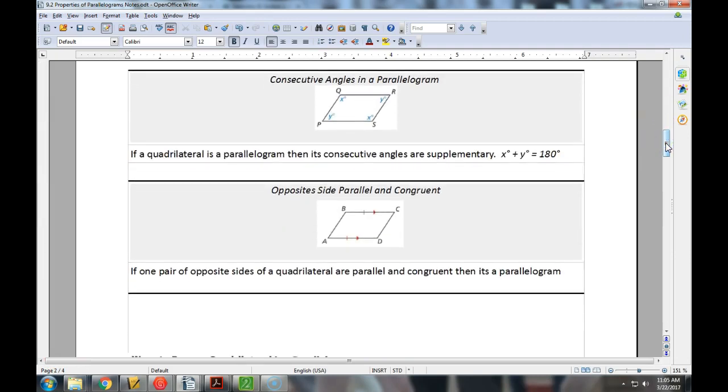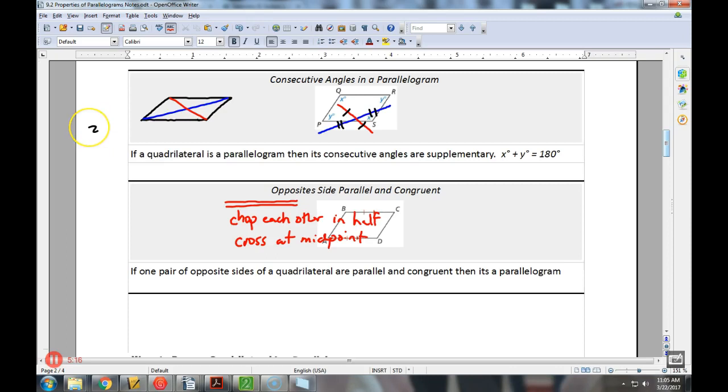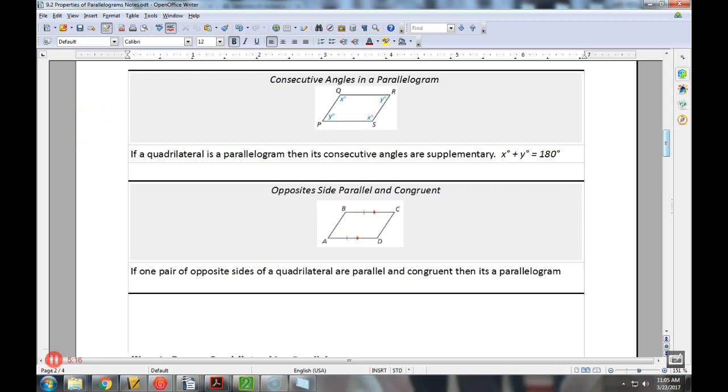All right, consecutive angles. Let's talk a little bit about consecutive angles. Consecutive angles are two angles that are adjacent to each other, or right next to each other. In this one, consecutive angles would be X and Y. Now they're not equal to each other, okay? But we do know that they are supplementary. So we know that X plus Y has to equal 180.